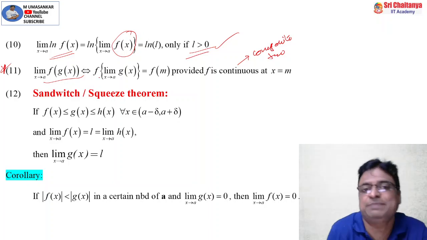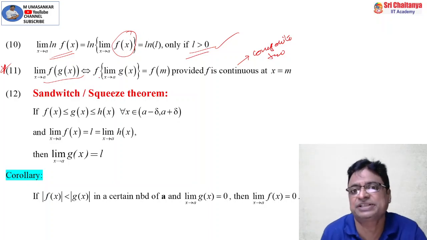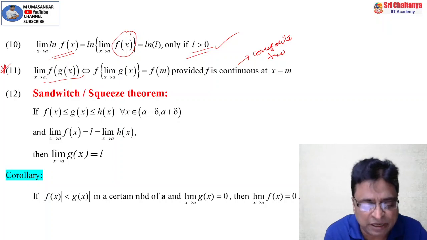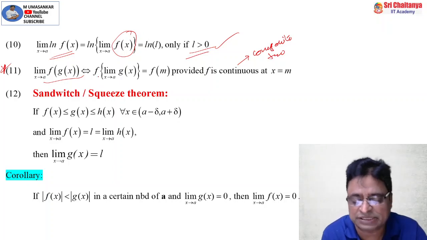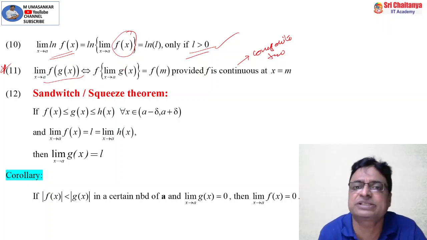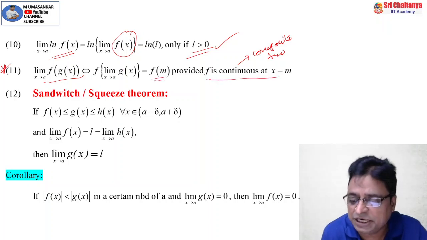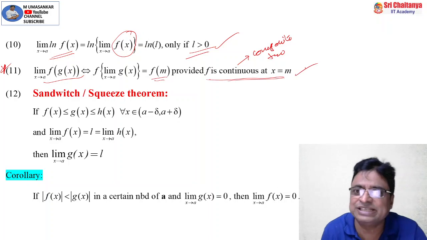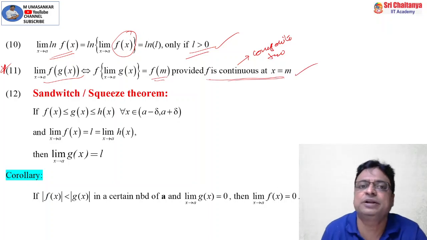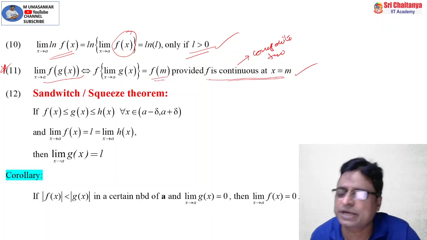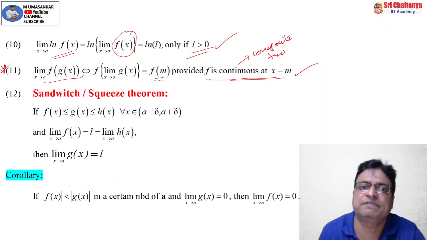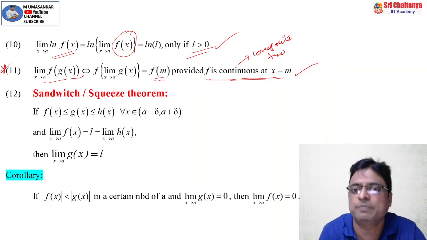Here it is "implies and implied by", that is, necessary and sufficient conditions. Listen to the statement very carefully. Limit x tends to a of f of g of x implies and is implied by f of limit x tends to a of g of x, that is f of m, provided f is continuous at x equal to m. Of course, it is interlinked with the chapter continuity, and this is the most important property of continuity for composite functions.